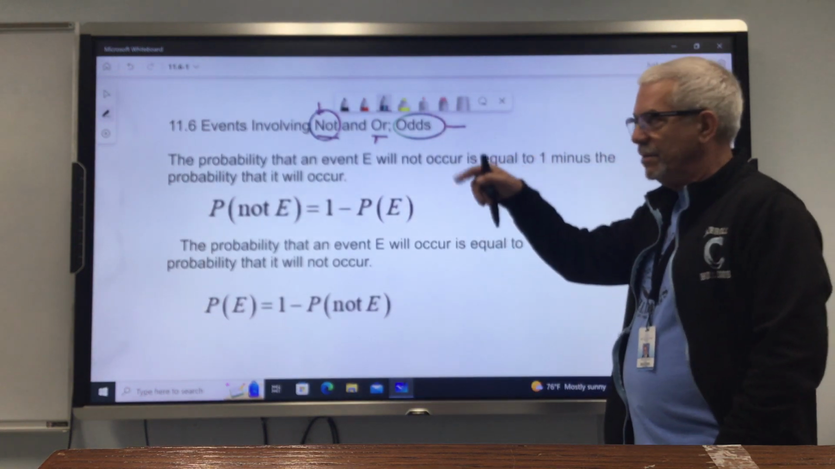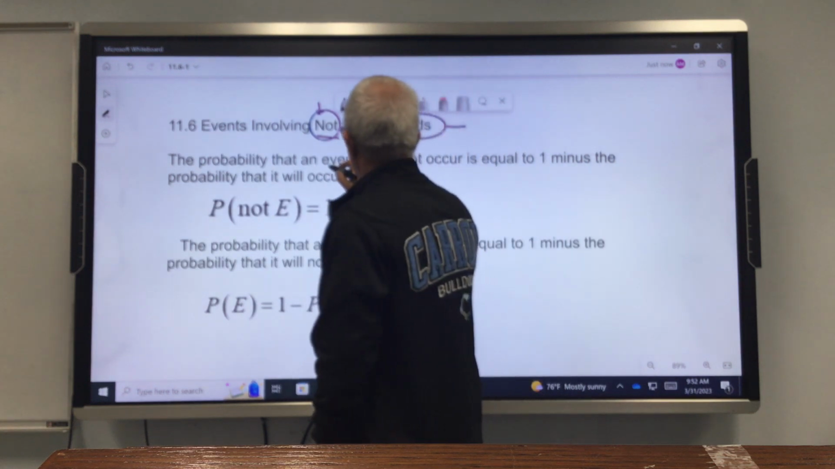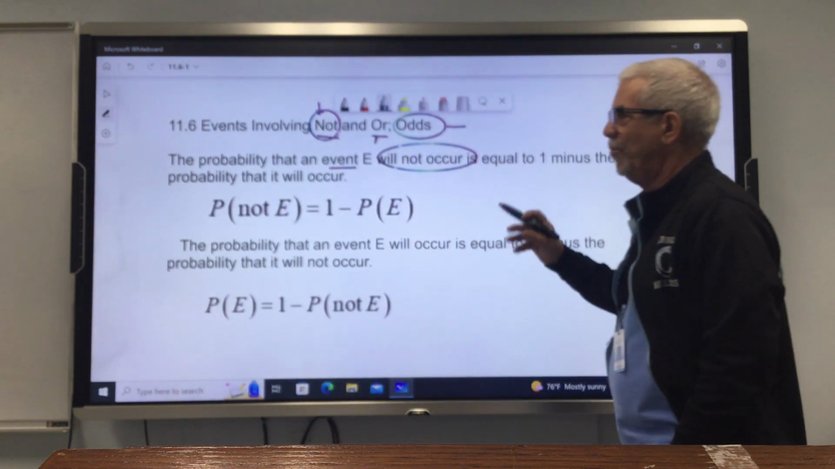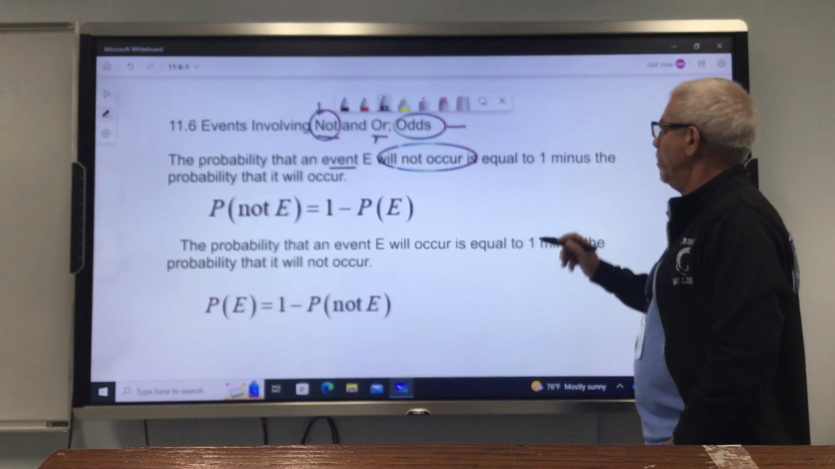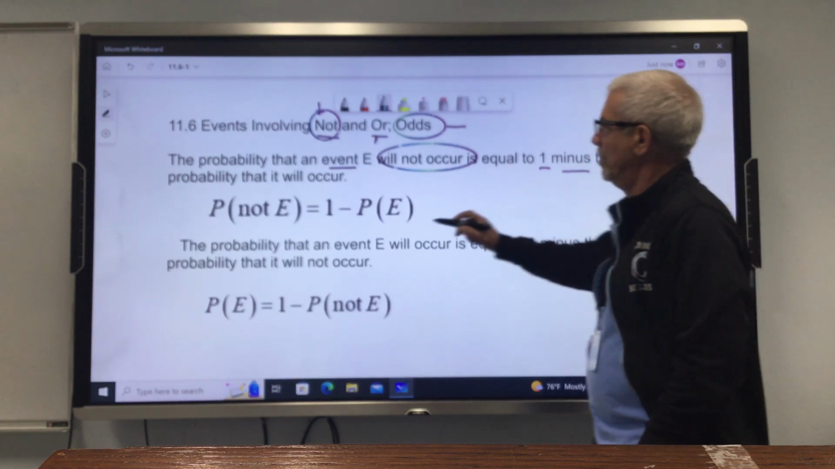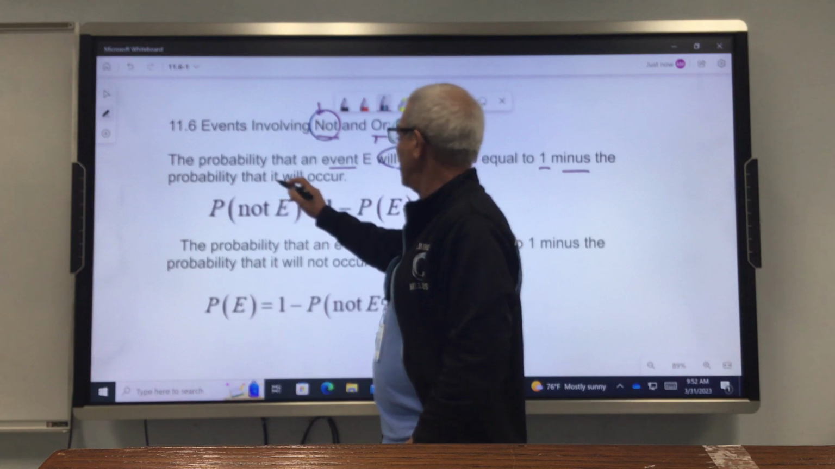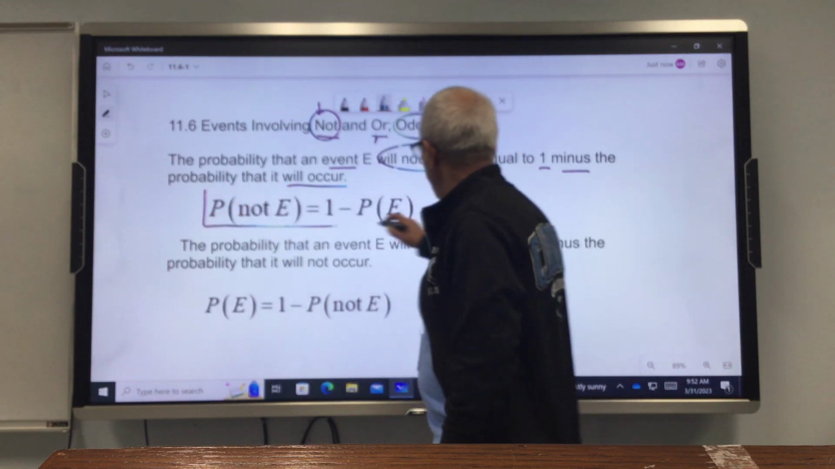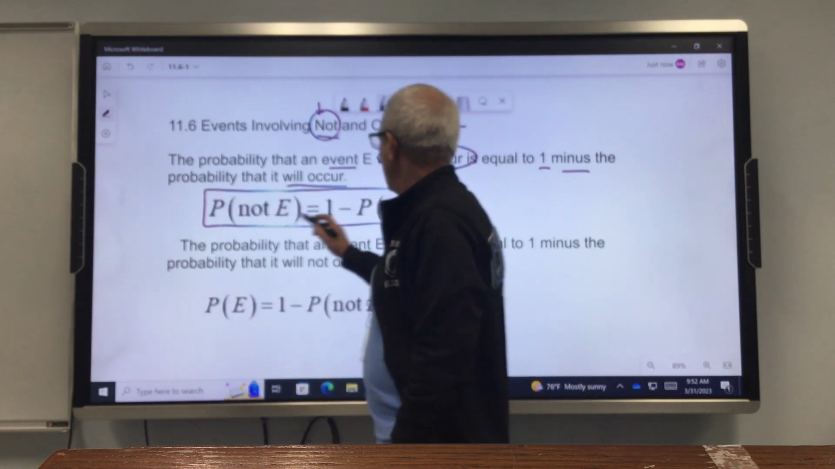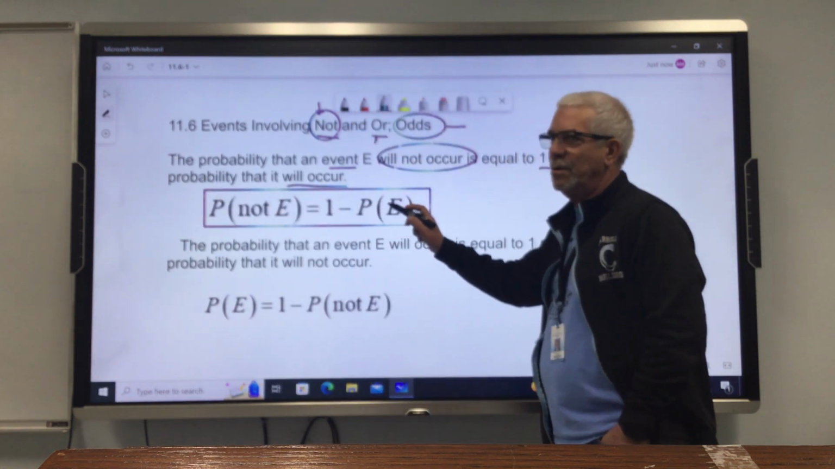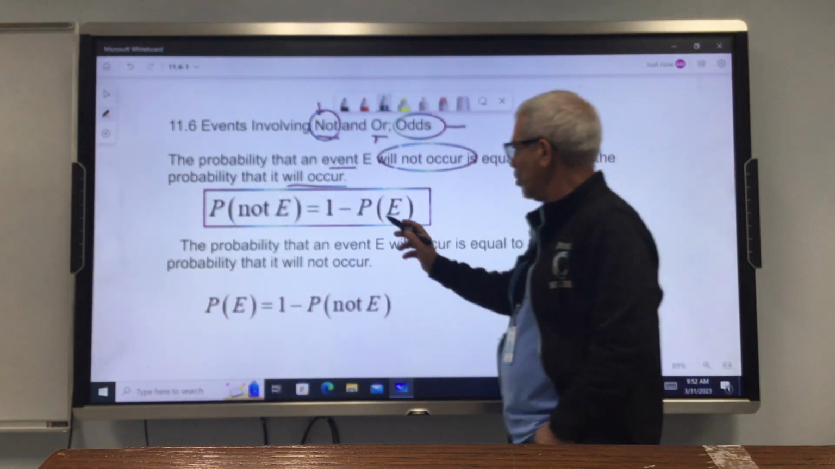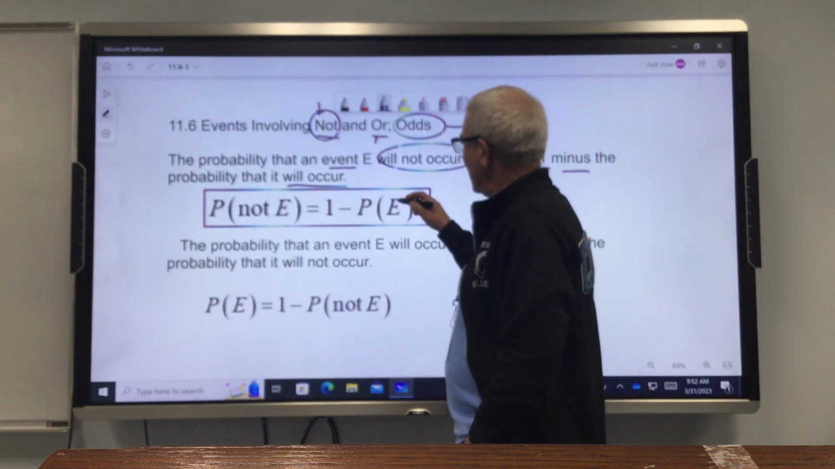Then the probability that an event will not occur, we have the formula to find that. That will be 1 minus the probability that it will occur. The formula is P(not E) = 1 - P(E). All right? Then I need to subtract from 1 the probability that that happened.